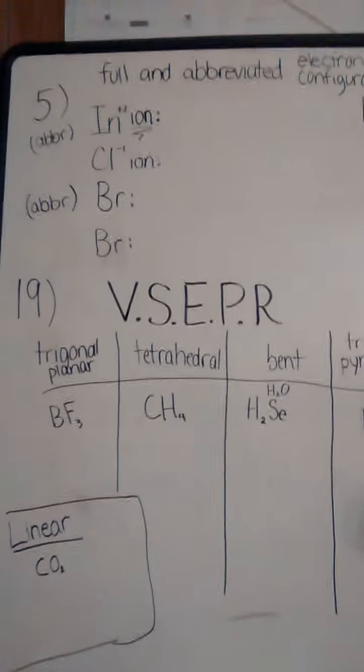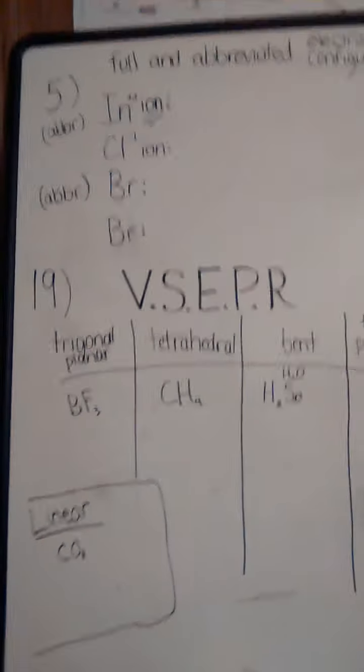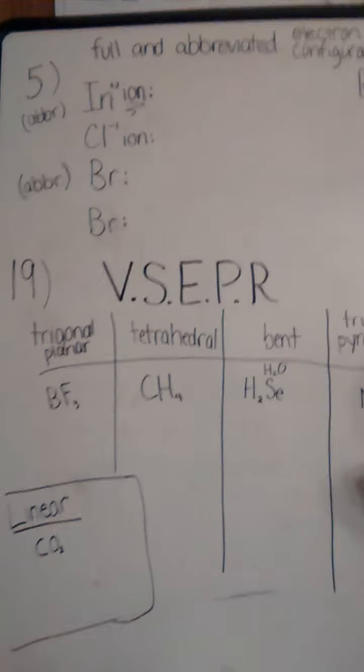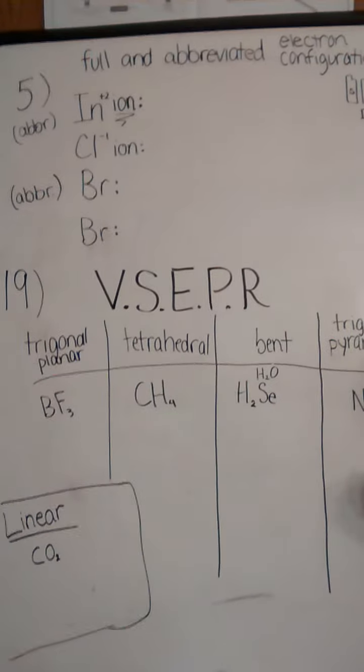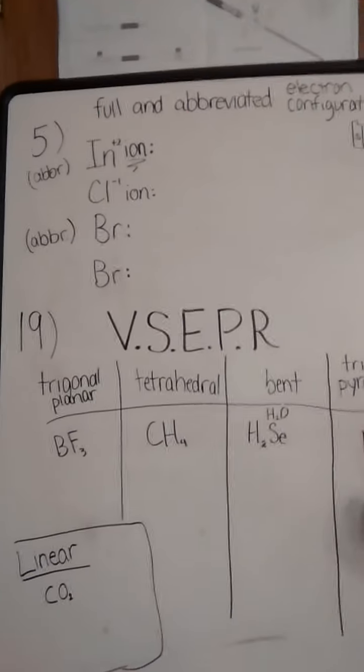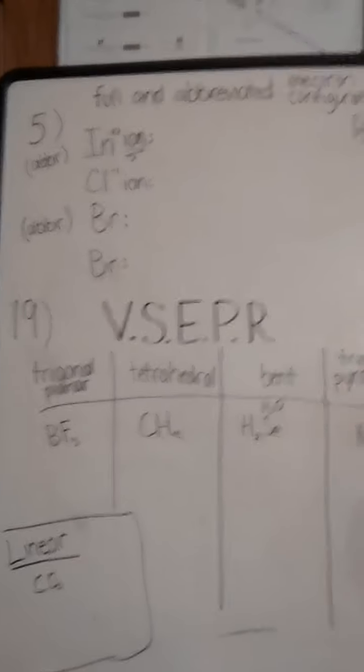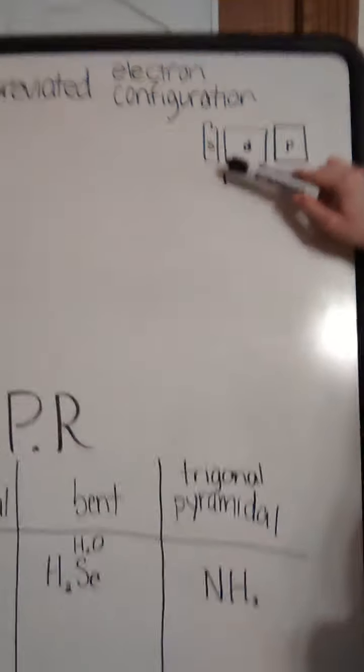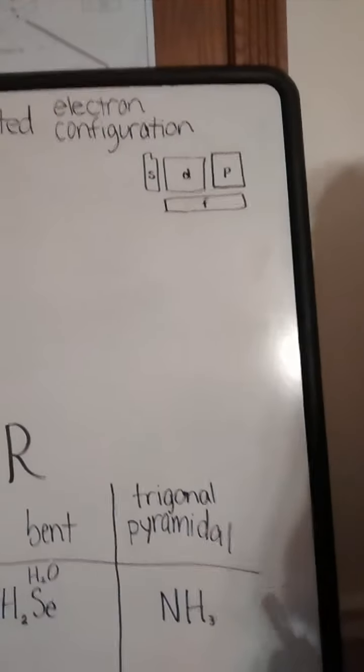Here are two objectives from Chapter 8, Objective 5 and Objective 19. Objective 5 asks to write out full and abbreviated electron configurations of both elements and ions. And this is my general diagram of a periodic table showing the different letters we're going to use depending on where we are in the periodic table.